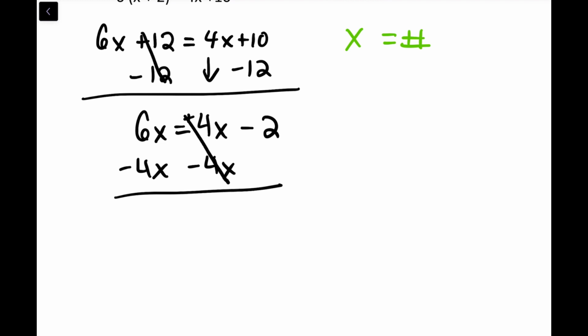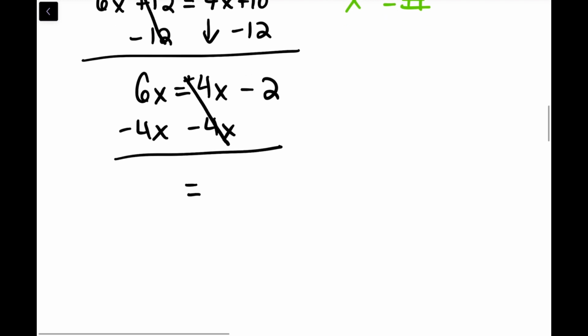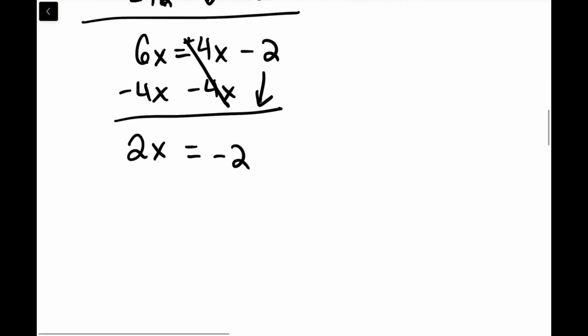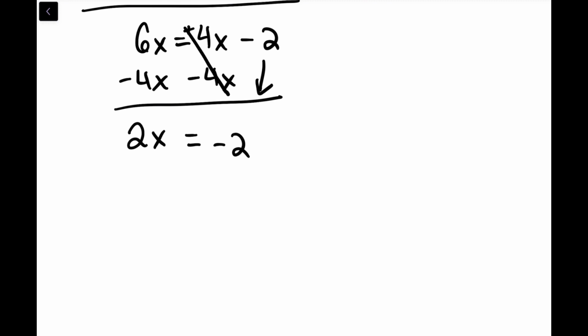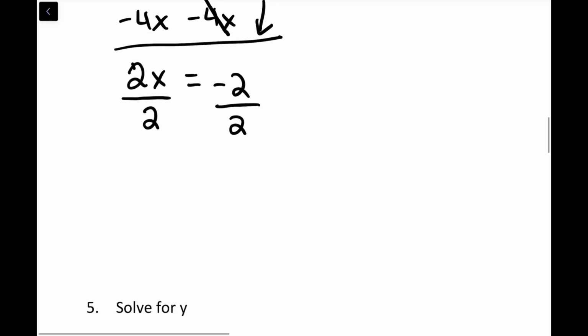So those are going to cancel. I'm going to bring my negative 2 down. And 6x minus 4x is 2x. So now I have 2 times x equals negative 2. The only operation I have left is multiplication. The opposite of multiplication is division. So I'm going to divide by 2 on both sides. Those 2's cancel. X is equal to negative 2 divided by 2, which is negative 1.